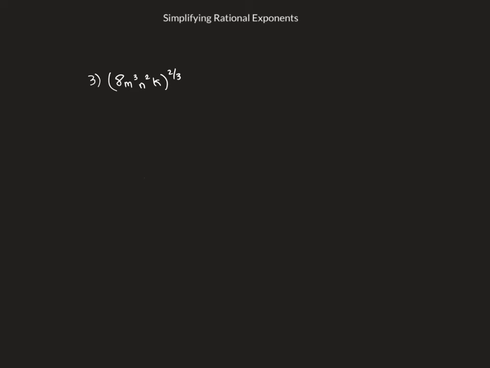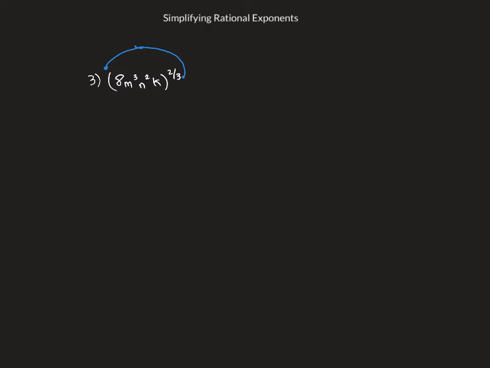And here is our third example. It's 8m cubed n squared k to the power of 2 by 3. Now this looks similar to our first example. And remember, what you have to do is you basically have to take the denominator and then we bring it to the outside here.